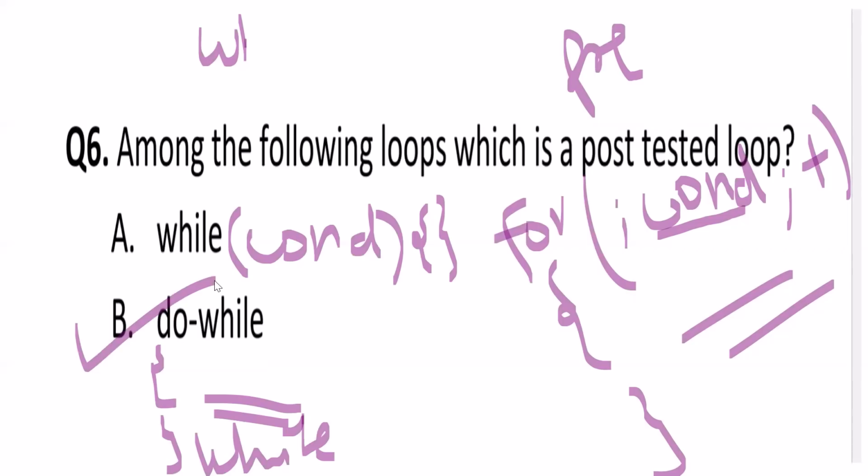Also the question may ask which loop runs at least once every time, even if the condition does not match, then it will be a do while loop. Because as you can see, the lines which you want to execute will be executed before the actual condition check which will happen first time.